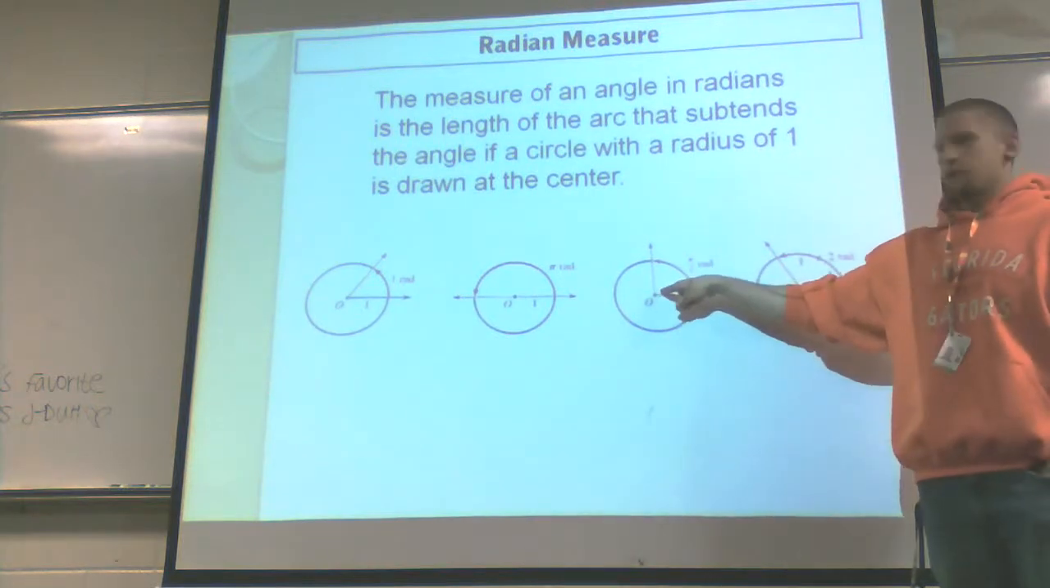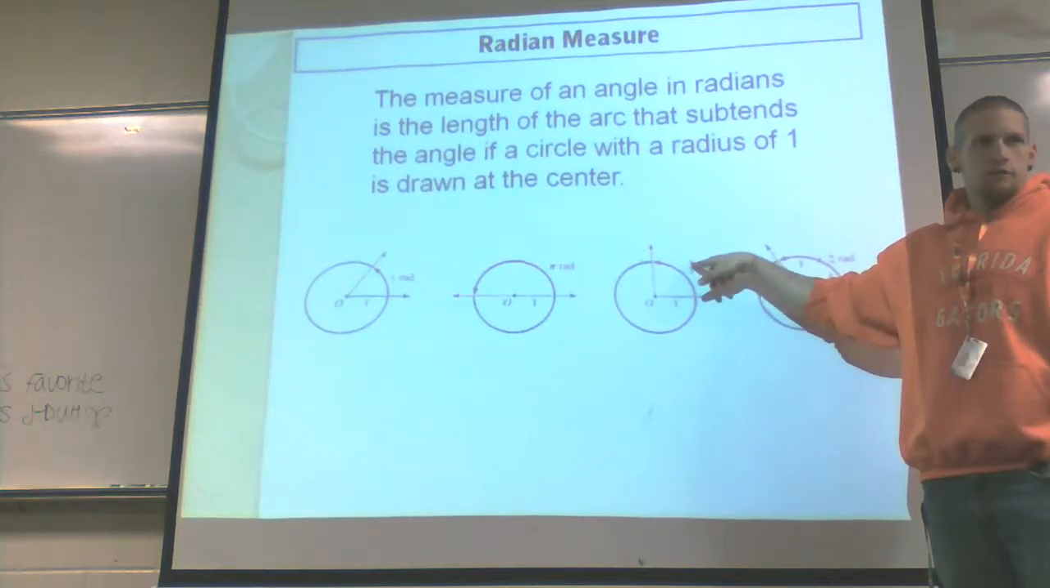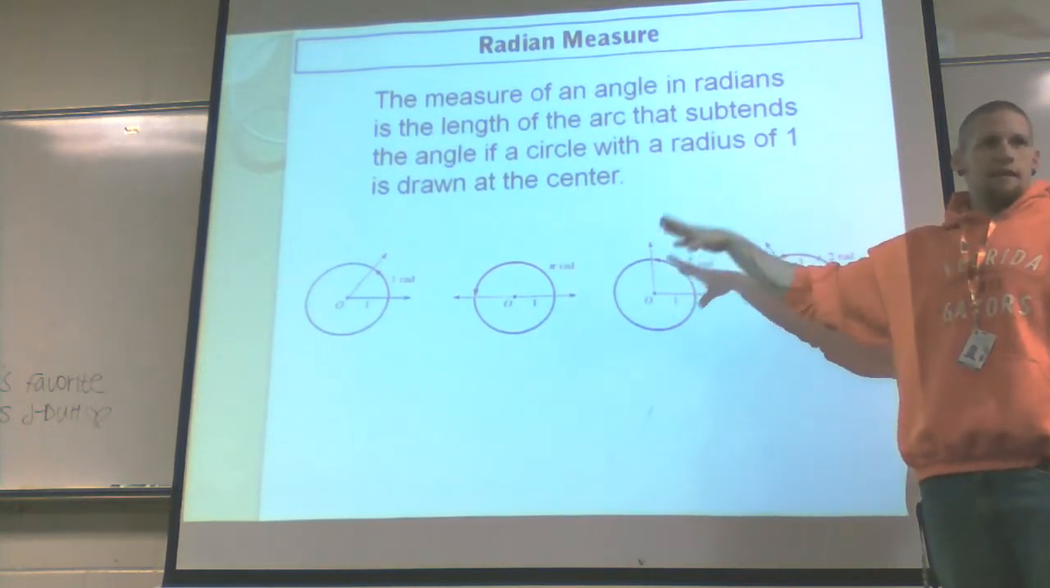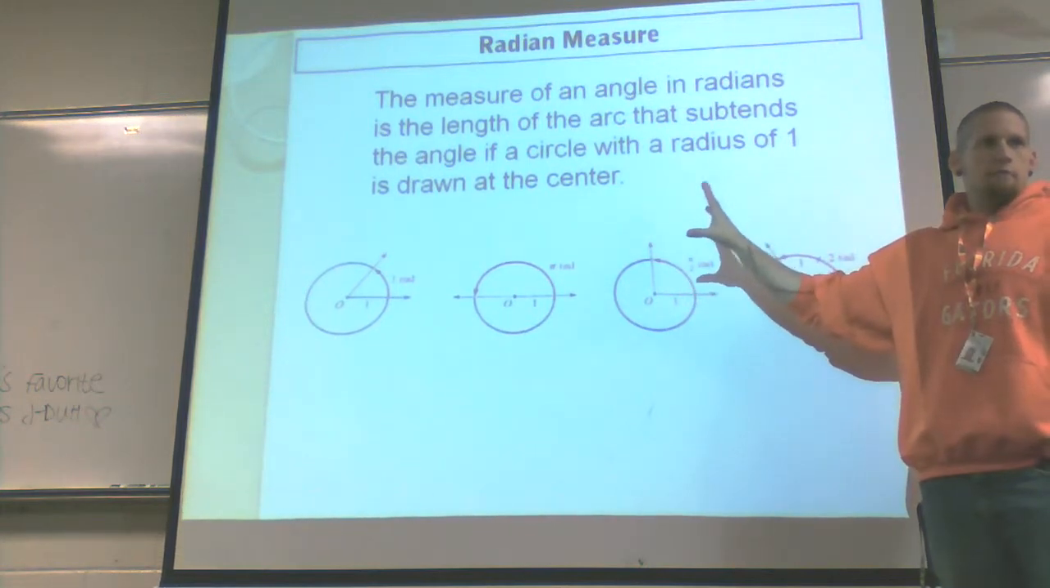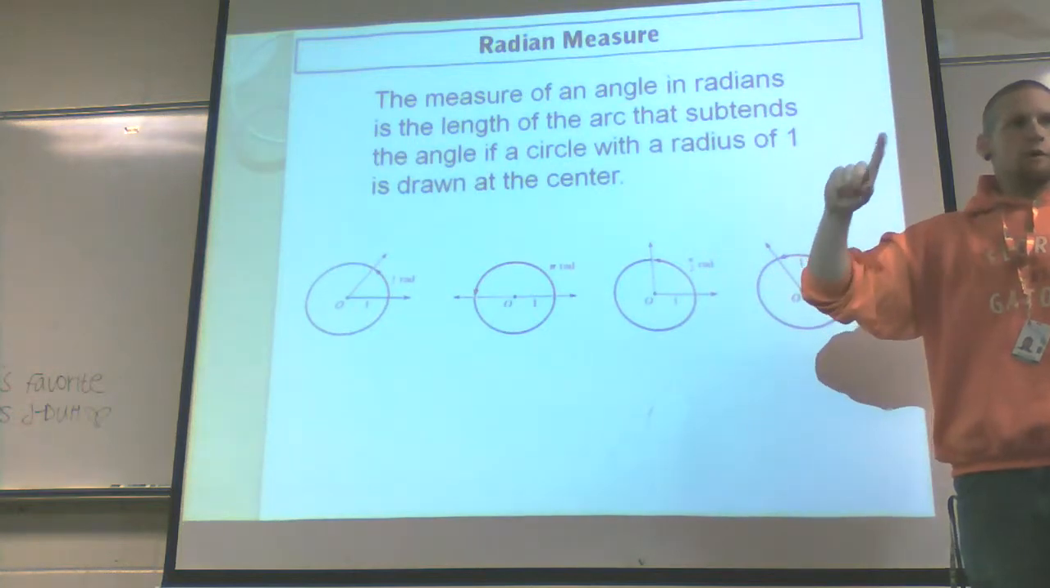The idea that 90 degrees equals that many radians. So it's another way to write the angles. But what is a radian? A radian is the arc length in relation to a unit circle, so a circle with a radius of 1.